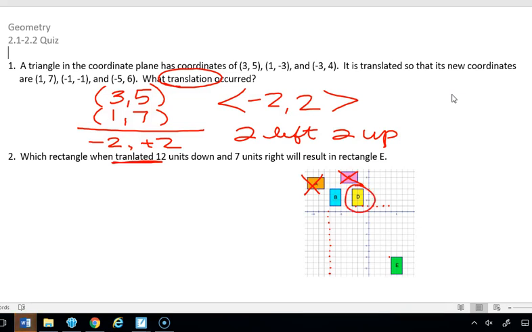And B would have been by 11 because it's 4 to the left. So to get B, we would have then gone 11 to the right and 12 down, whereas D is 7 to the right and 12 down. So our answer again was D.